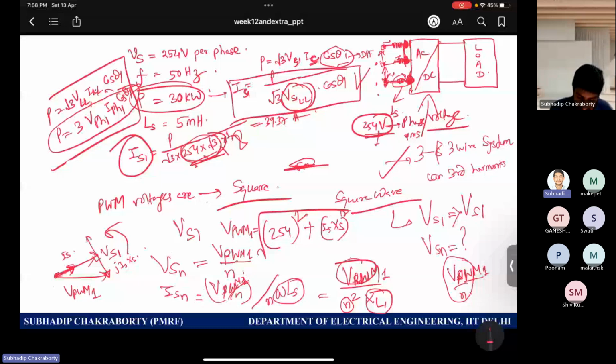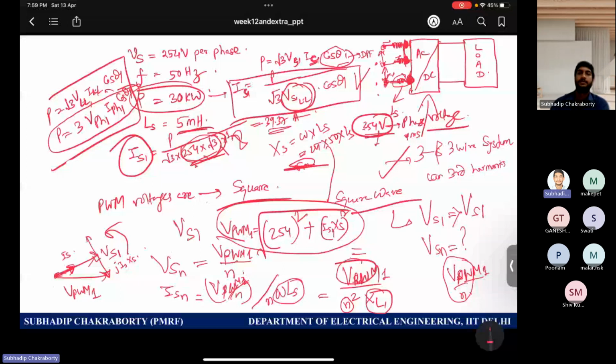After you determine VPWM1, put in n equal to 11 and XL you already know. So calculate the value. Tell me the two different values, VPWM and you calculate ISN, the IS11 you calculate. Okay. This should be now easy. Please calculate. Because this exercise was important for you for the first problem, right? Second problem onwards, it should be easy for you.